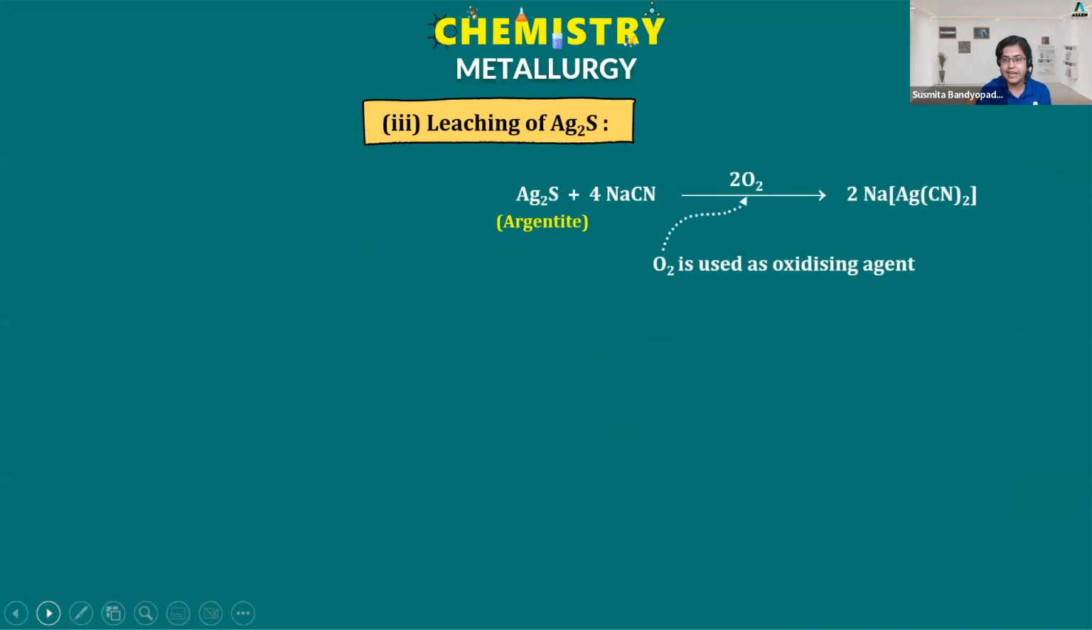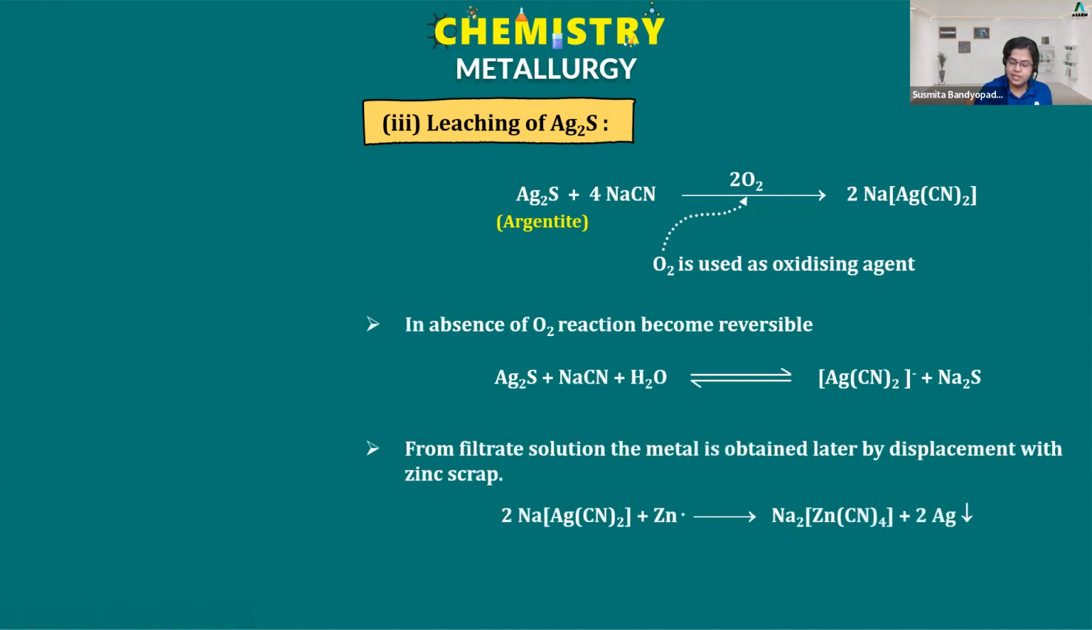Next, we take Ag2S and NaCN and oxidizing agent O2. Same. Whether I take Ag or Ag2S, silver goes inside and forms a part of the complex. Again, use zinc. Zinc will now replace silver and silver can be precipitated. As I mentioned, you don't want to not use oxygen. Don't dare do that, because in the absence of oxygen, the reaction becomes reversible.